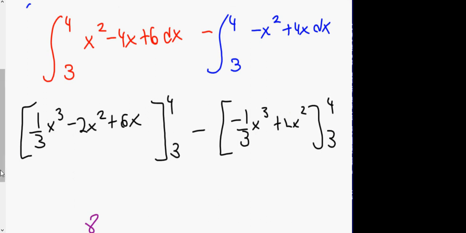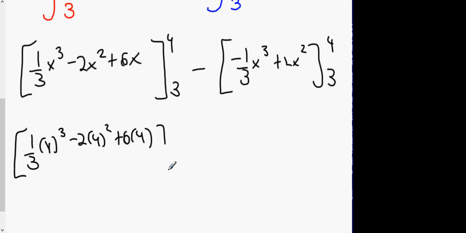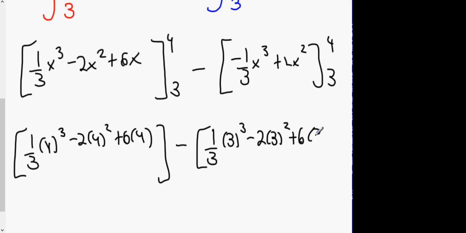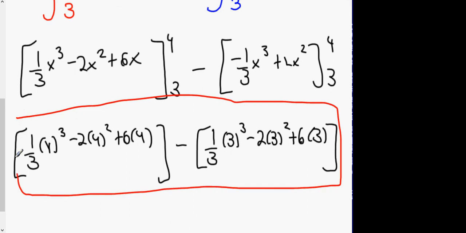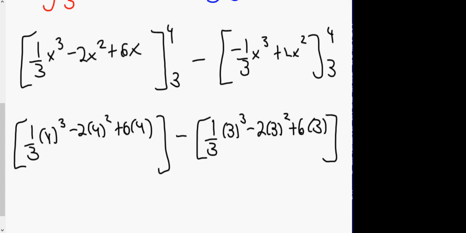Look what happens here. What we're going to do is integrate this here. So what we're going to get is, Connor, can you try this out again? A third 4 cubed minus 2 times 4 squared plus 6 times 4, close bracket, take away a third 3 cubed minus 2 times 3 squared plus 6 times 3. Now guys, this part here only represents this part here. Okay? It has nothing to do with this side yet. Haven't even gone there.